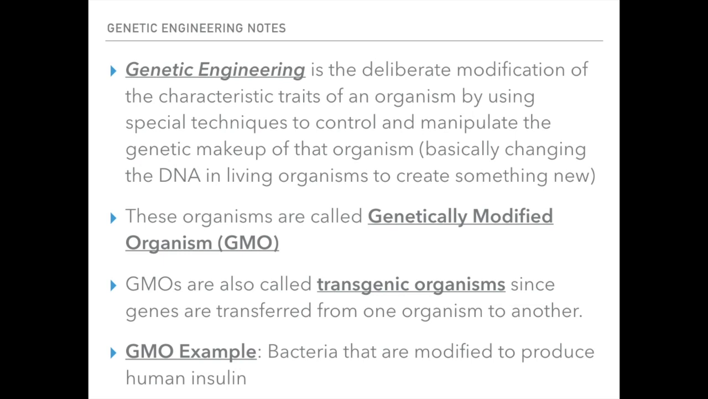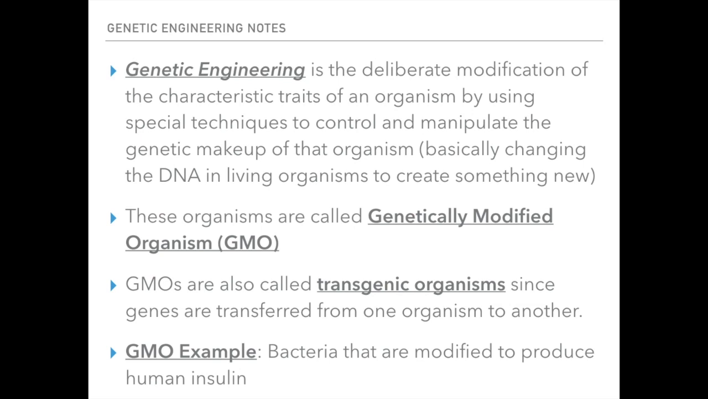Genetic engineering is the deliberate modification or change of the character traits an organism has by using special techniques to control and to manipulate to change the genetic makeup, to change the genes. So basically we're changing the DNA in a living organism to create something new. This is usually done on plants, even though it's also done on animals.